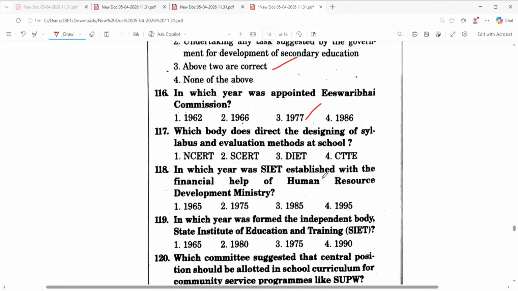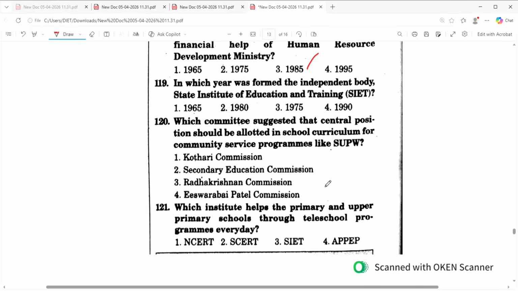Right? Which body directs the designing of syllabus and evaluation methods at school? On 17, right? Answer is SCERT at the state level, national level, NCERT. In which year was SIET established? Right? SIET, state. 118, it is free. Which committee suggested that a central portion should be allotted in school's curriculum for service program like SUPW? Right? So the answer is Ishwarbhai Patel Commission.